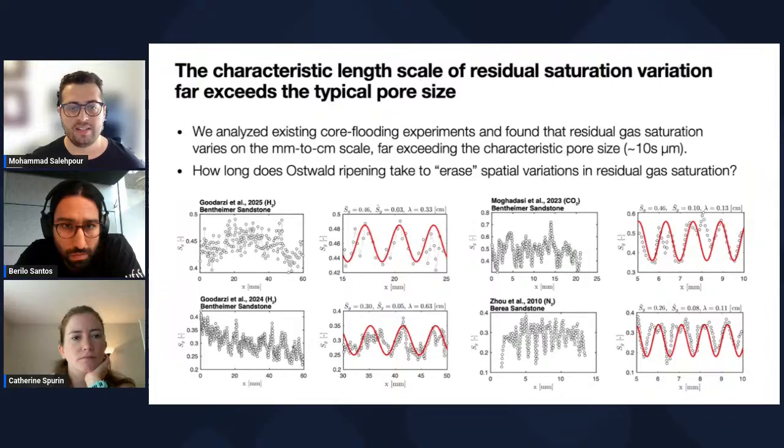So the question here is how long does it take for Ostwald ripening to erase these spatial variations of saturation that we see in the system? So after extracting all these 1D saturation profiles from the literature, we're able to fit sinusoidal curves to these. From these curves, we can extract the average saturation, the amplitude, and also the wave number, the wavelength.